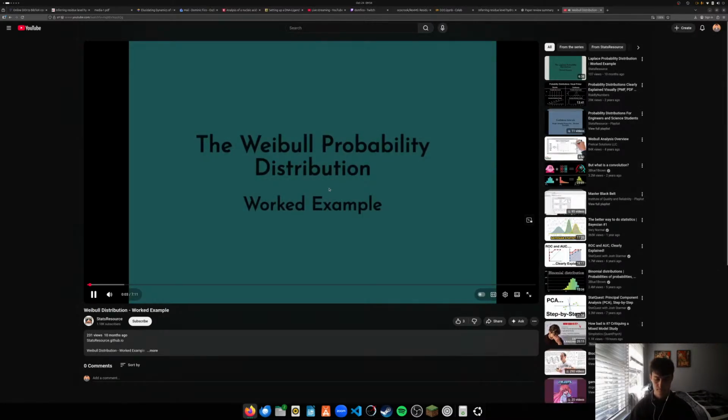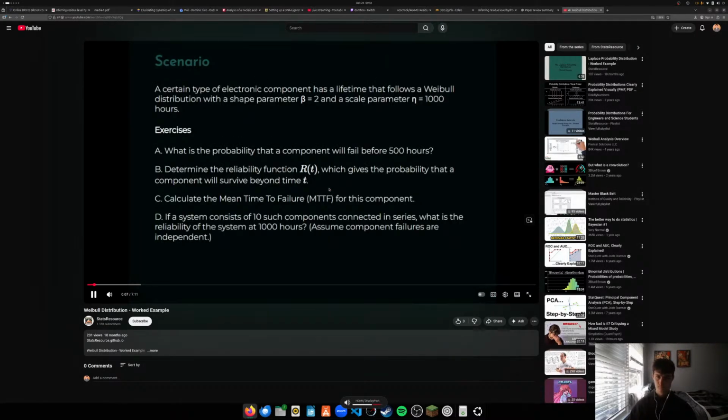Okay, in this presentation we are going to look at the Weibull distributions. This is a worked example featuring industrial applications. In this case, it's the lifetime of electronic components. A certain type of electronic component has a lifetime that follows a Weibull distribution with a shape parameter beta equal to 2 and a scale parameter eta equal to 1,000 hours.